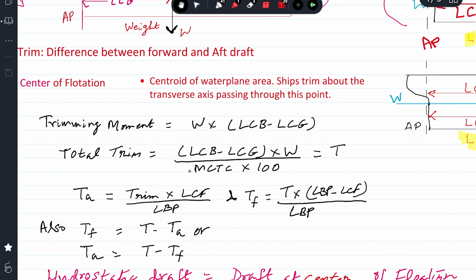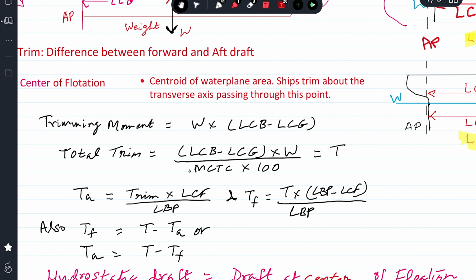So this will be the general flow of the question. First find the hydrostatic draft, then find the displacement, final hydrostatic draft, get the final LCB, MCTC, LCF, then the trim, and then find TA and TF. Now this TA and TF will be applied to the hydrostatic draft.